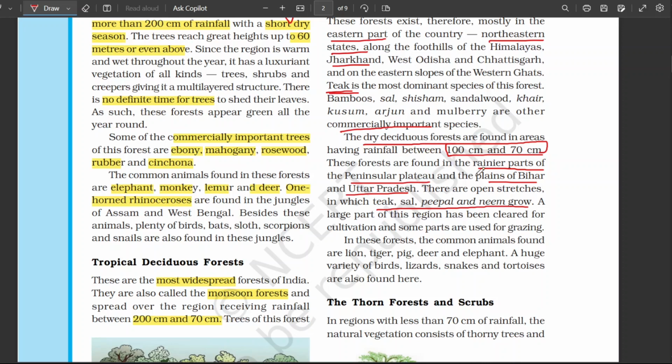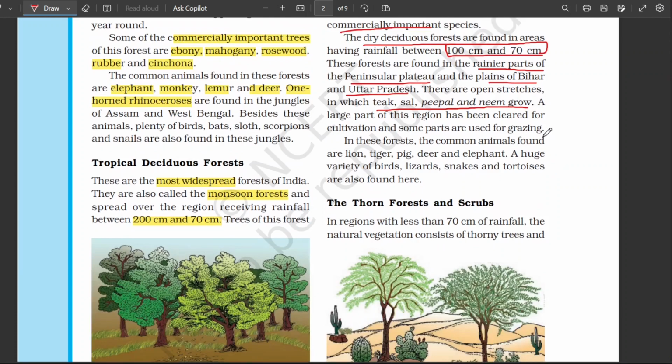बट जो जहाँ पे कल्टिवेशन बहुत ईजिली हो सकता है और जहाँ पे पॉपुलेशन बहुत ज़्यादा है, तो वहाँ पे already इन एरियाज को क्लियर कर लिया गया है and now cultivation happens there. Natural vegetation is very limited. Some parts are used for grazing.